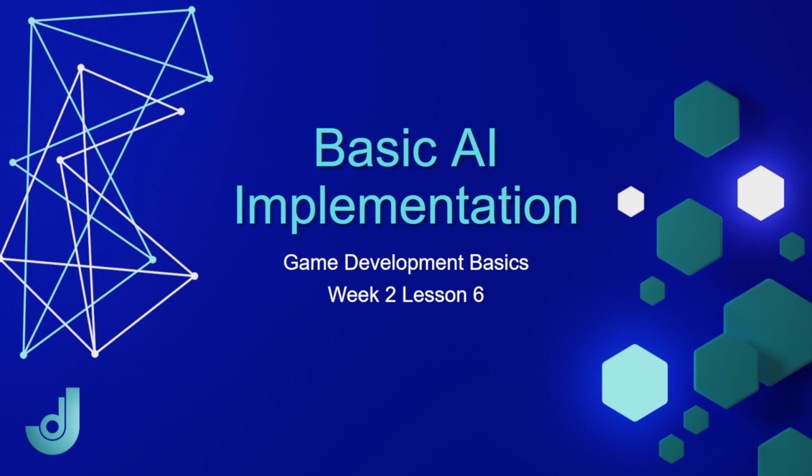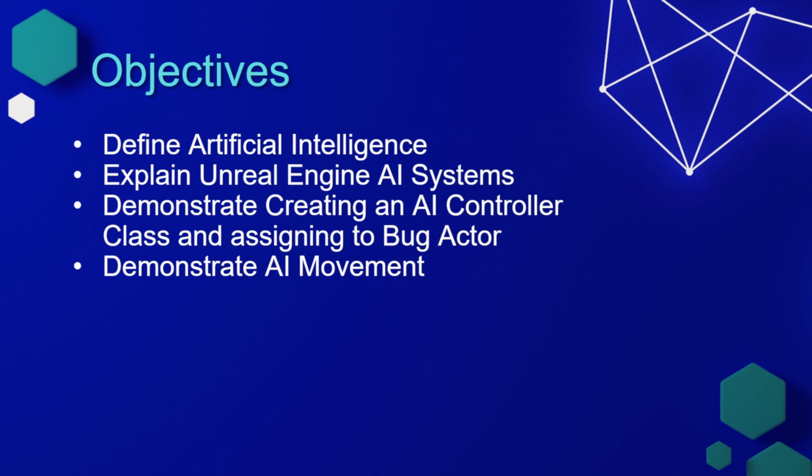My course, Game Development Basics, Week 2, Lesson 6, Basic AI Implementation. In this lesson, we're going to define artificial intelligence. We're going to explain some of the Unreal Engine AI systems that are built in. We'll demonstrate creating an AI controller class and assigning it to our bug actor. And then we'll demonstrate AI movement.